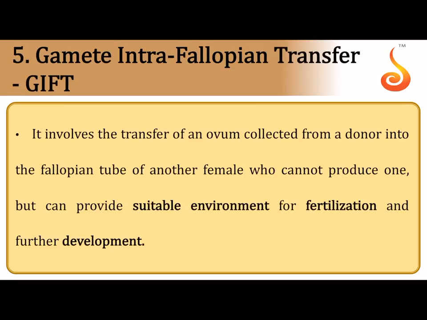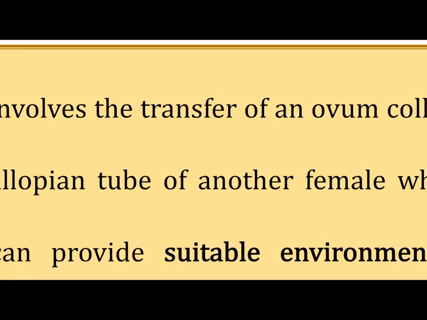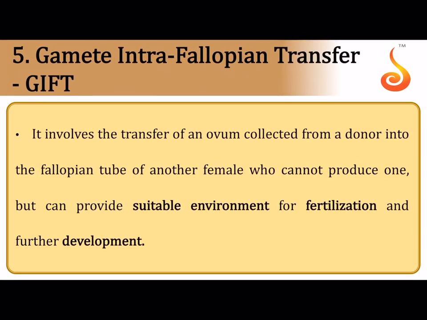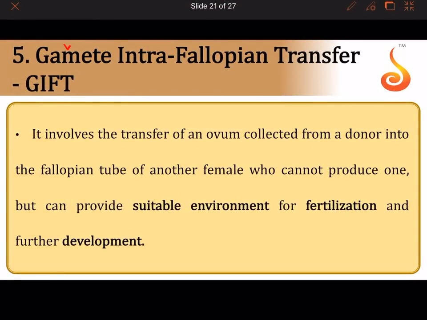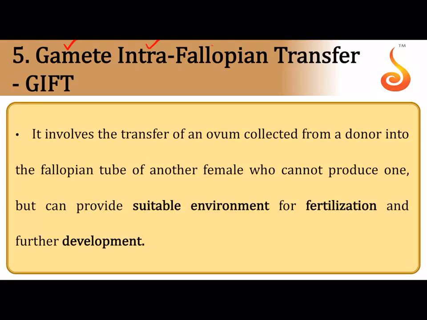Gamete intrafallopian transfer. Now in gamete intrafallopian transfer, as the name, let's dissect the name. Gamete. See, it's very, very self-explanatory. So gamete, intra, into the fallopian tube. You're transferring the gamete into the fallopian tube. So you're transferring the egg collected from the donor into the fallopian tube of the other female. So there is a female and there is another female.